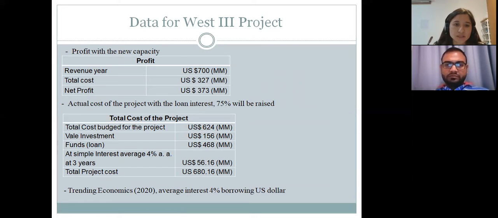And we also calculated the total cost of the project, knowing that the company will have to raise at least 70% of the total amount of money to invest in the project. And therefore, the company will have to pay interest on this amount of money. Assuming that the average interest rate will be 4% a year, the total cost will increase by 56 million a year. Then the total cost of the project will be around 680 million.